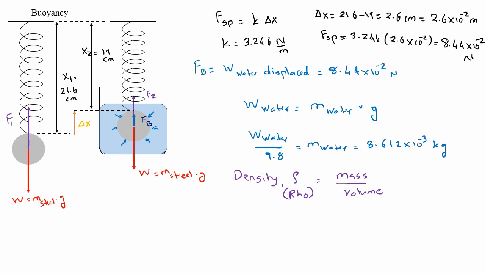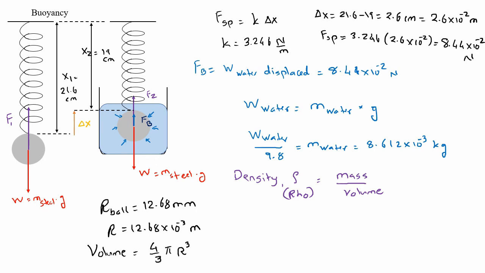And using the tape wrapped around the steel ball, I was able to measure the radius of the steel ball. And the radius of the ball was 12.68 millimeters, which is 12.68 times 10 to the negative 3 meters. That was the radius. Now the steel ball is a sphere, right? So the volume of the steel ball is given by this formula, 4/3 pi r cubed.